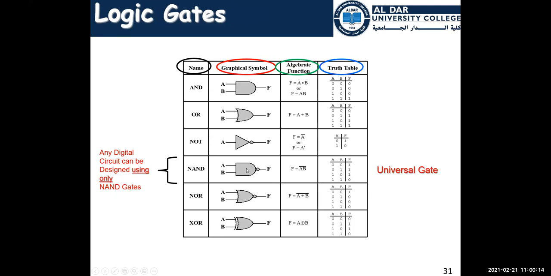So do you know the reason we use NAND more than AND, and NOR more than OR? These two exactly, NAND and NOR. We use these frequently in our design. Do you know the reason behind this? Anybody know why?